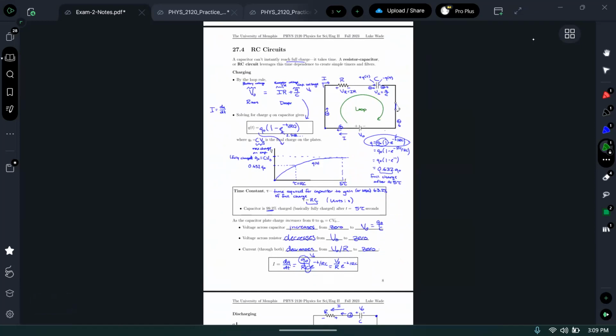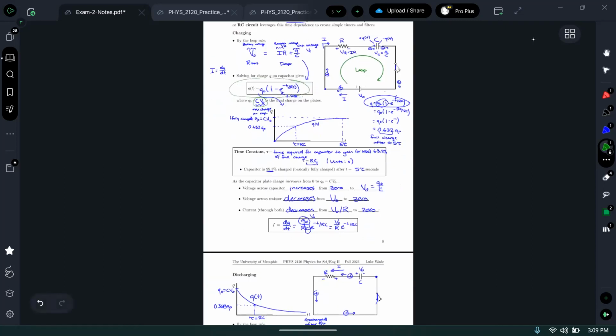Okay, charging and discharging. The main thing is, can you apply this formula to figure out how much charge is left in your capacitor after a certain amount of time if we're talking about discharging, or how much is on the capacitor if we're talking about charging. So this formula right here is for charging a capacitor: how much charge do you have? Q0 is the capacitance of the capacitor times the final potential difference, the battery voltage.